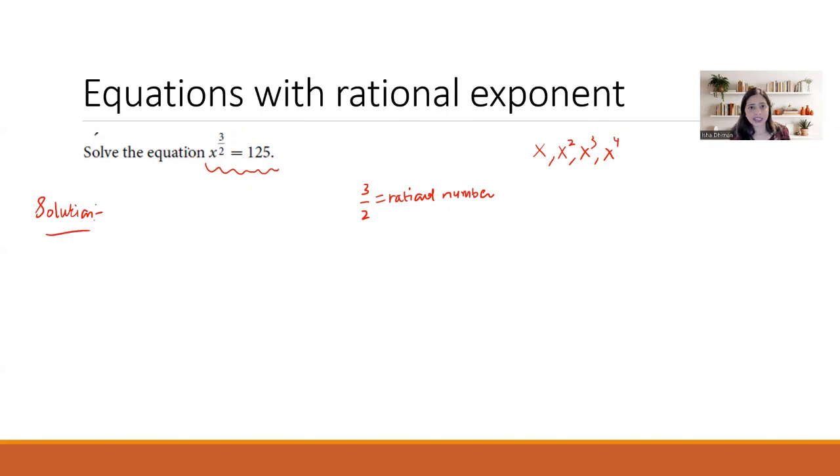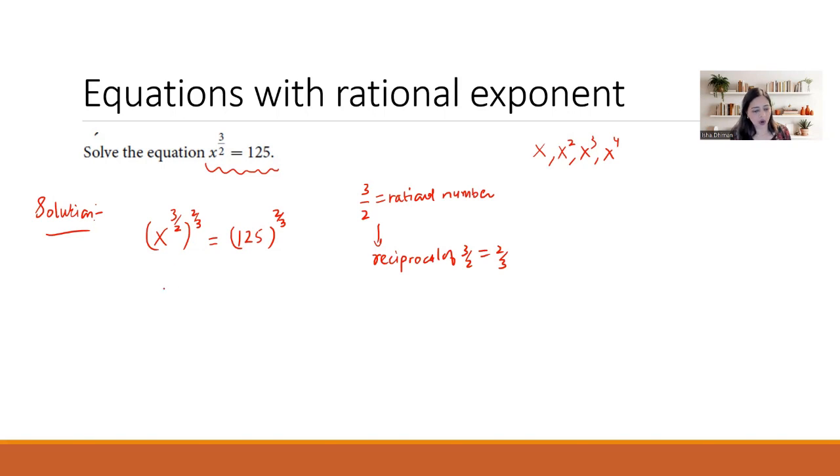In order to isolate x on the left-hand side of the equation, we will take the reciprocal of the existing rational exponent. Now, what is the reciprocal of 3 over 2? The reciprocal of 3 over 2 is 2 over 3. The moment you raise it to the power 2 over 3, obviously you have to do that on both sides of the equation, because you can't change the equation. Whatever algebraic operation you are doing on one side of the equation, it has to be done on the other side as well. So that would result in 125 raised to power 2 over 3 on the right-hand side as well. So now what's the benefit of doing so?